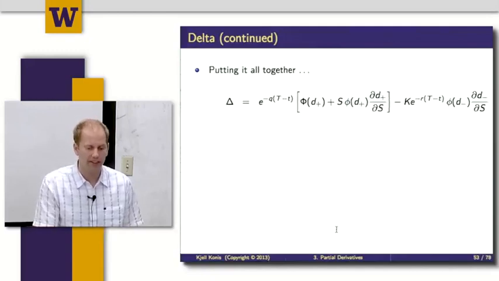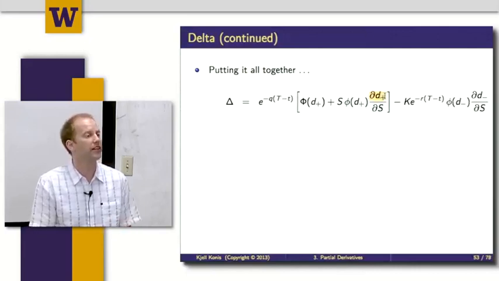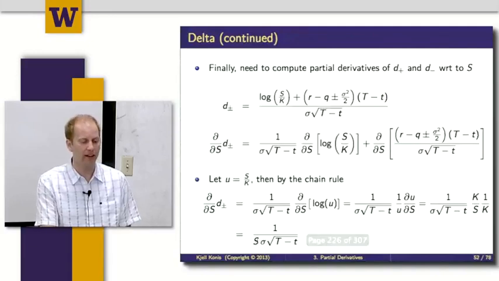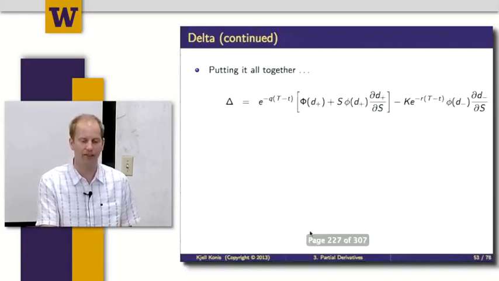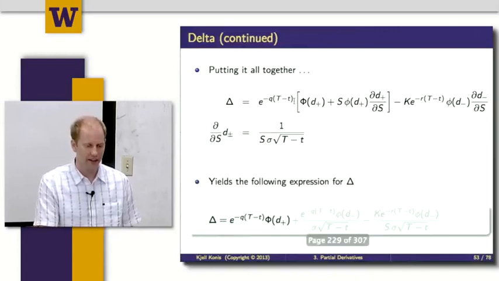So putting everything together, all I need to do now is I have this, my most up-to-date expression for delta, but it still has this partial derivative of d plus and d minus with respect to s. But that's exactly what we calculated on the previous slide here, so I just have to put a 1 over s sigma square root of T minus t into here. Oh, whoops, I guess I had it on the next line. And so that's going to give the following expression for delta.